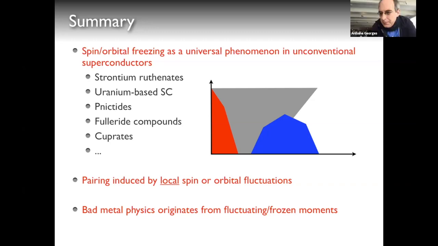But still, the interesting thing about the spin freezing is that it's an effect which occurs at relatively high temperatures. And as you know, in these materials, the linear T resistivity goes up to 1000 Kelvin. So it is also a phenomenon which shows up at very high temperatures.